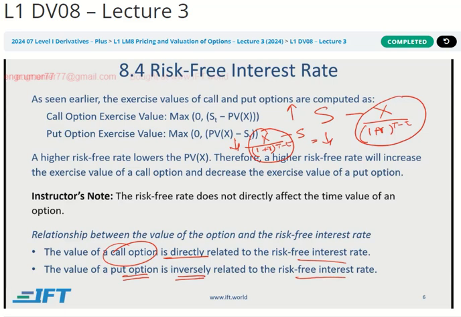And this obviously does not directly impact the time value of an option. For a call option, as discussed previously, the time value is positive, and for a put option, it depends. If the option is deep in the money and the risk-free rate is high, then it will impact, but otherwise directly it does not affect the time value of an option.